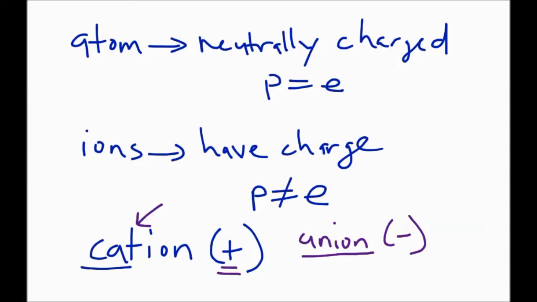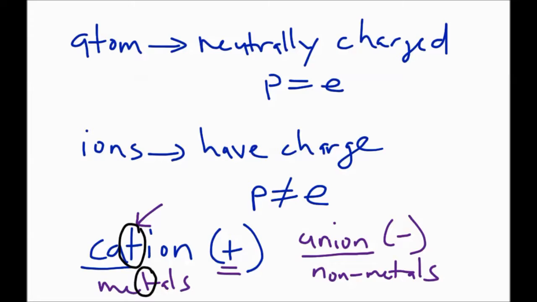Typically, nonmetals will be anions, and almost always metals will be cations. And again, I like to use the T in metals to remind myself that metals will act as cations and will almost always be positively charged.